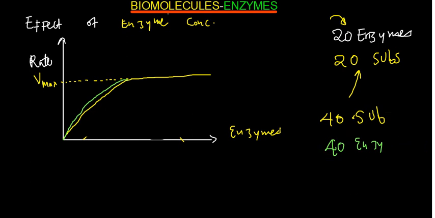Okay, so how can you deal with this? You need to increase the amount of substrate because you have got extra enzymes. So you need to increase the amount of substrate for this reaction to continue increasing, or for the rate to go on increasing. So this is what gets to happen. Okay, that is what gets to happen.